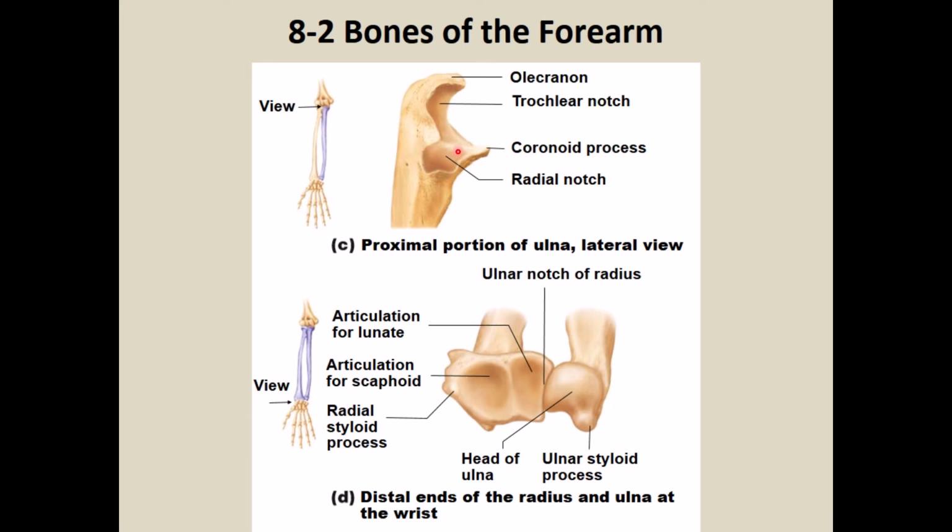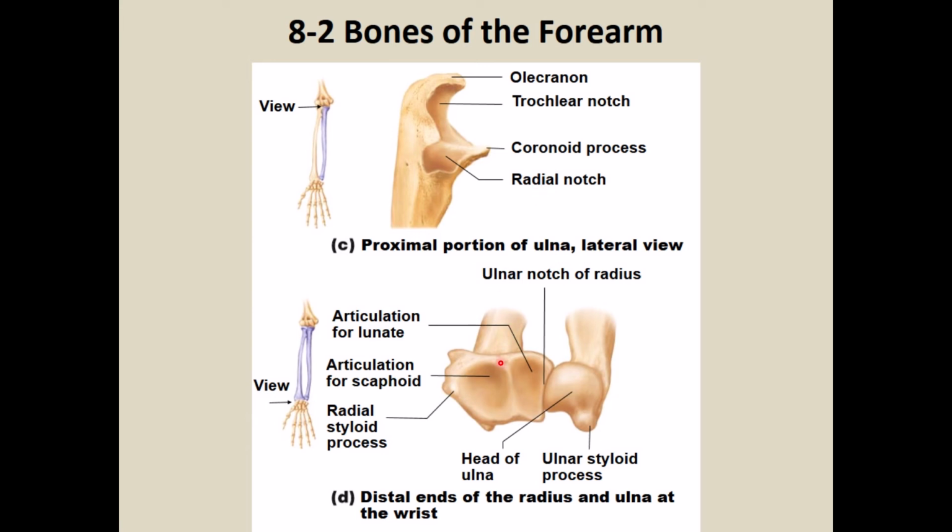So this is the radio-ulnar joint area, but if you talk about just the bone itself, this is the notch. They call it radial notch because of the head of the radius. It belongs to ulna, but it is called radial notch. Okay, so because of the radial head.